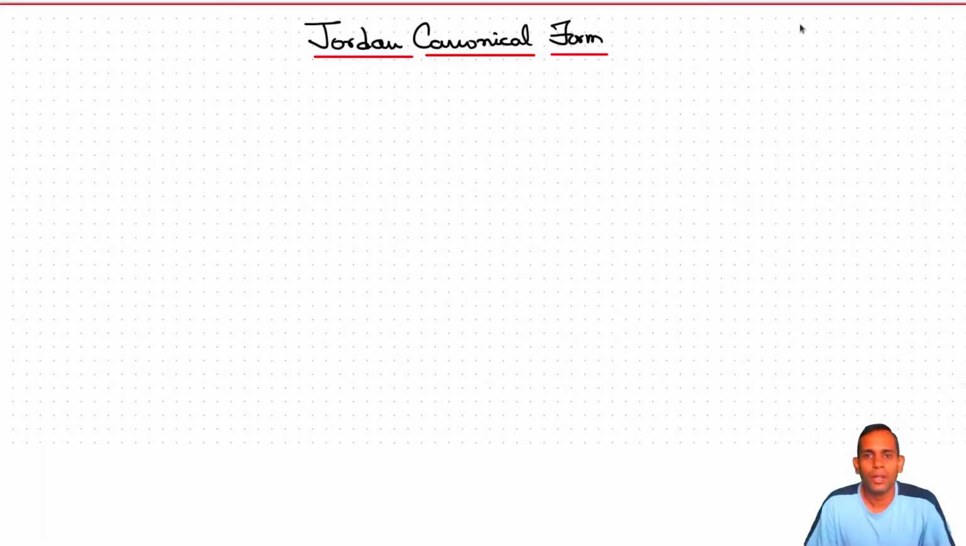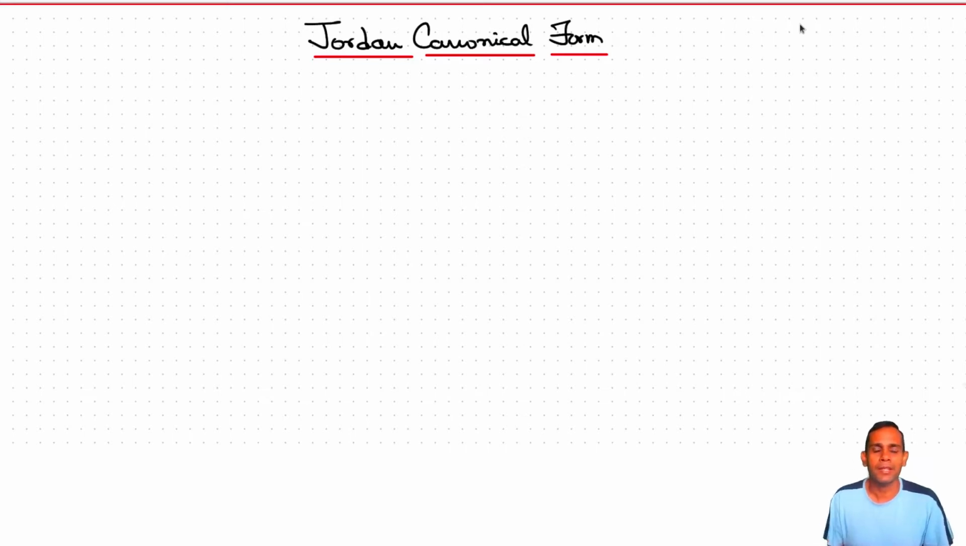Today we are going to talk about the Jordan canonical form of a matrix. Before going to the Jordan canonical form, let us try to understand why we need it and what it is good for. To do this, let's first think about the rational canonical form of a matrix, which we've already seen.